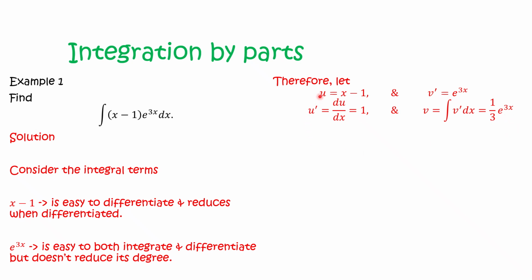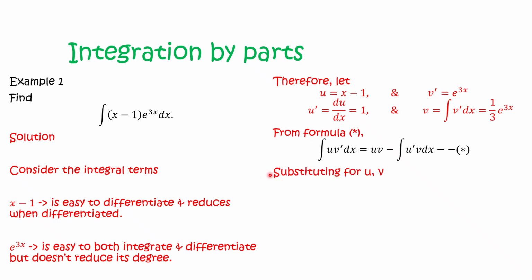Now that we have obtained our u prime and the v, from formula star, recall, we are going to substitute for u, v, u prime, and v prime, since we already have u and v prime from the original question. Substituting, we get the integral becoming (x minus 1) times e to the 3x minus the integral of 1 times 1 over 3 e to the 3x dx.